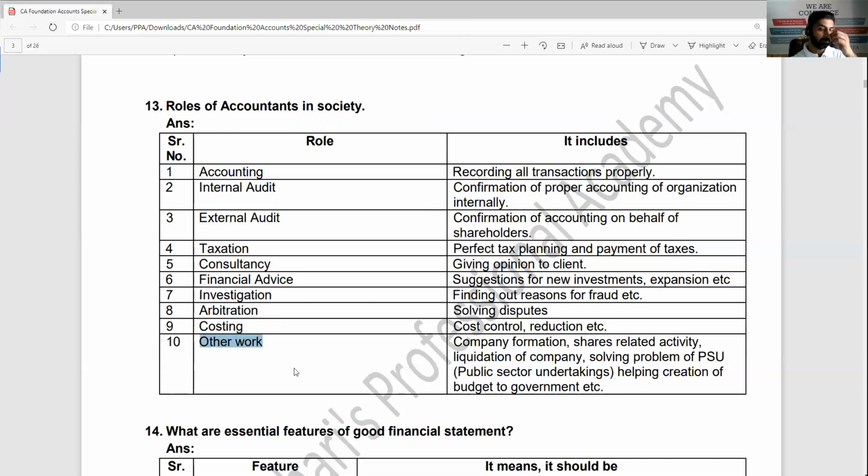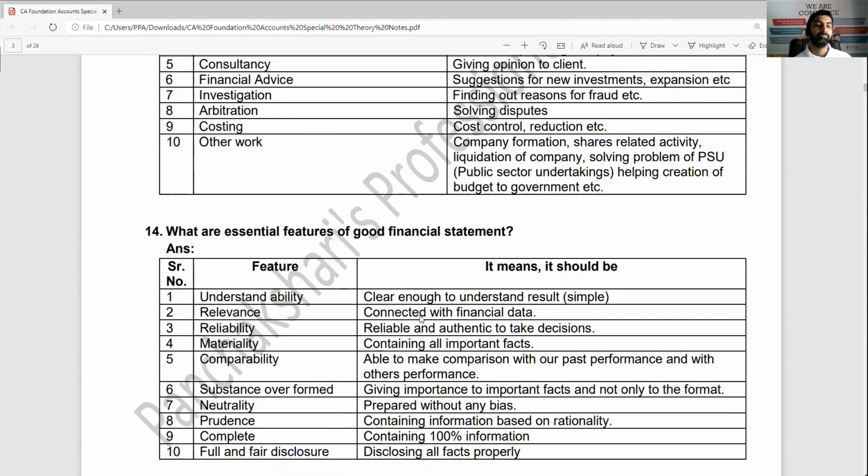level. And other work like company formation, share related activities, liquidation, that is company to be closed down, solving the problem of public sector undertaking, etc. And preparing the budgets for government. All these roles can be played by you in future as an accountant in society.